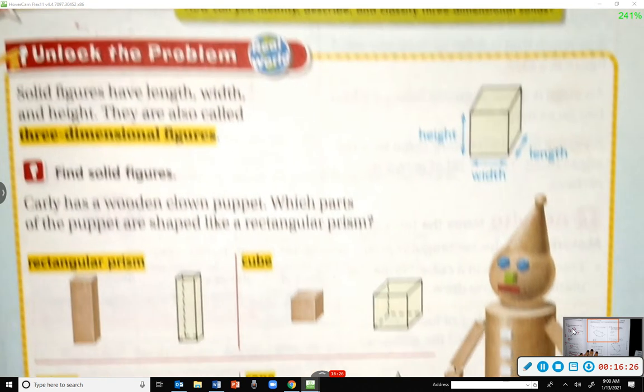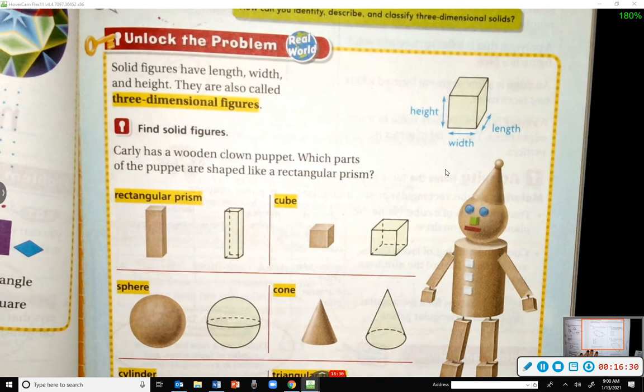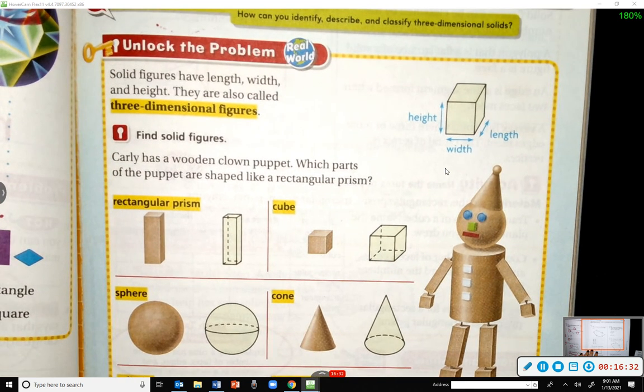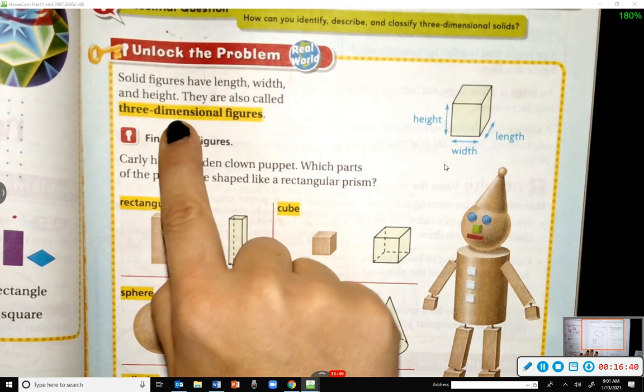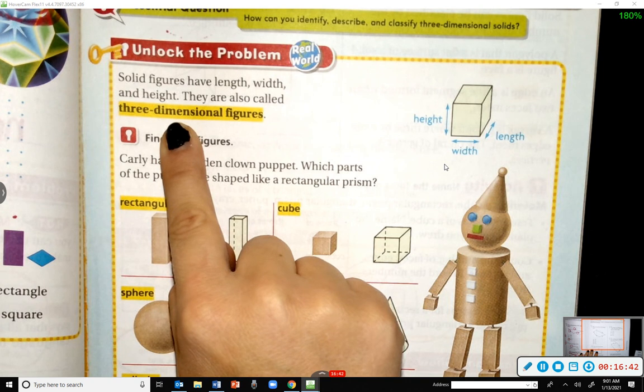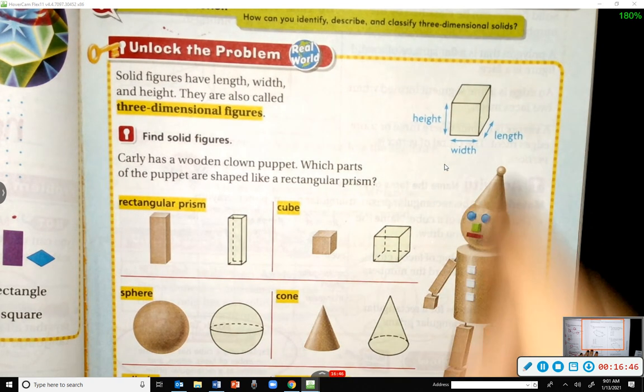Okay, now we're going to be looking in our books, page 505, volume 2. Okay? Just to do some practice problems over all these 3D shapes we just learned. So in case you didn't know, 3D stands for 3-dimensional because it has 3 dimensions: height, width, and length.